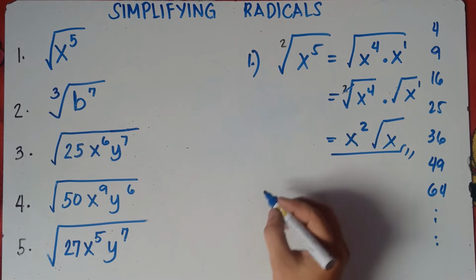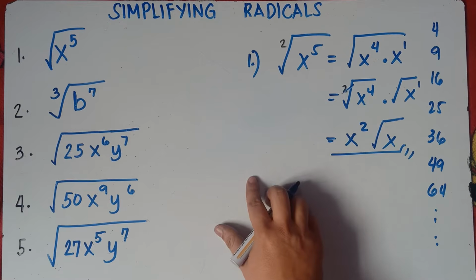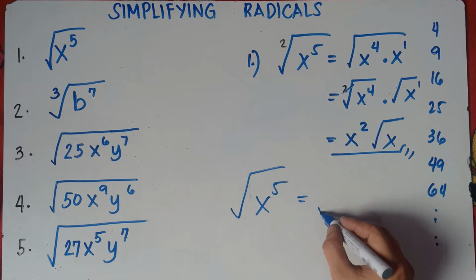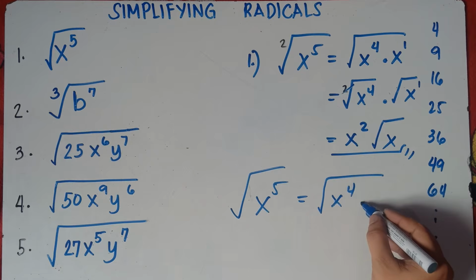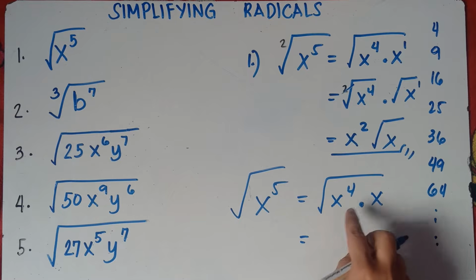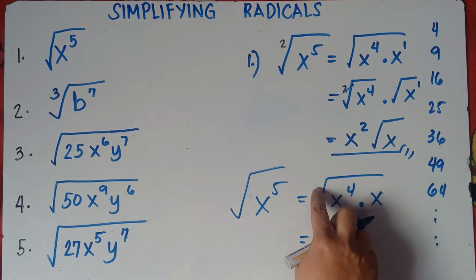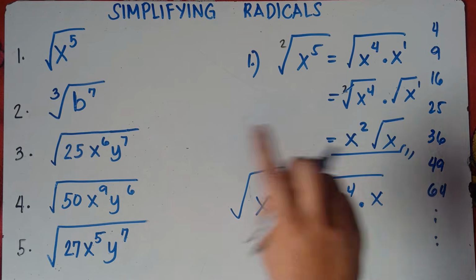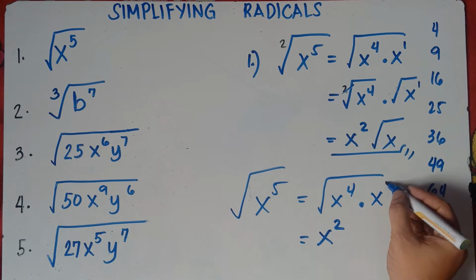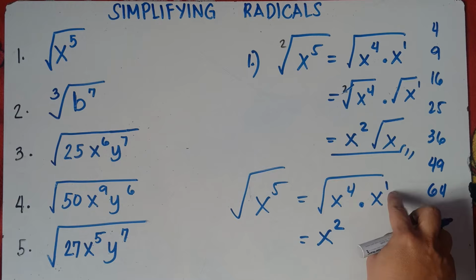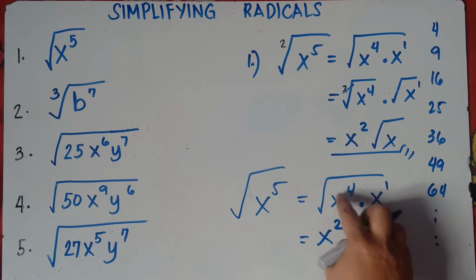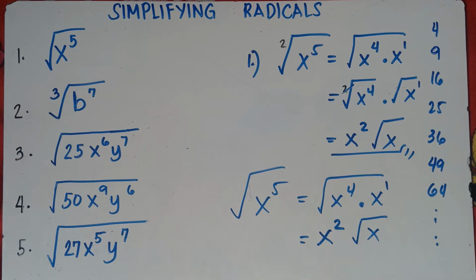Or you can have this answer, class. To make it simple, class, square root of x raised to the power of 5. You can have this answer: square root of x raised to the power of 4 times x. So the square root of x raised to the power of 4, we can divide 4 by 2. 4 divided by 2, that would be 2. You put it outside the radical symbol, so that would be x squared. And understood that there's 1 here, we cannot divide 1 by 2. So simply copy square root of x. X will still be inside the radical symbol.